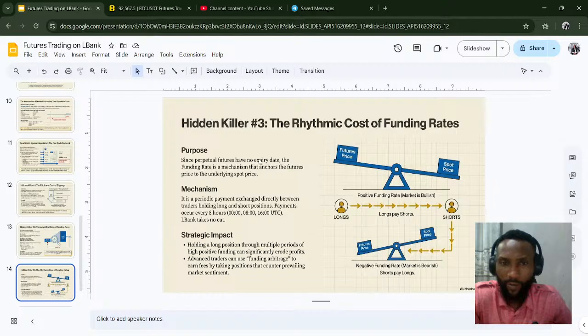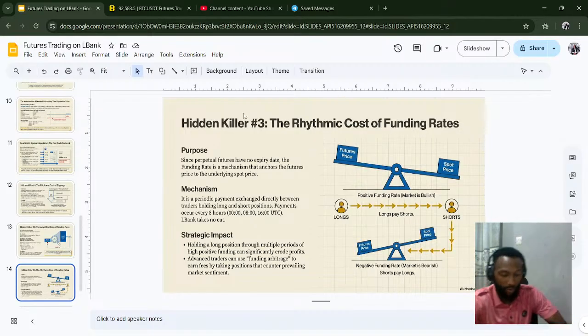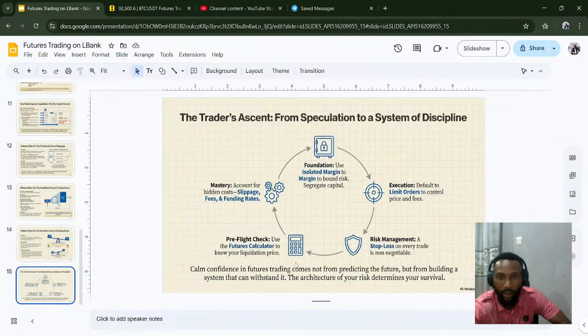Since perpetual futures don't have expiry dates, the funding rate is a mechanism that anchors the futures price to the underlying spot price. That's basically its purpose. It is a periodic payment exchanged directly between traders holding long and short positions. Payments occur every 8 hours. I just put it there so you guys can get the big picture, but it's not that important for now. So let's move on to the next thing.